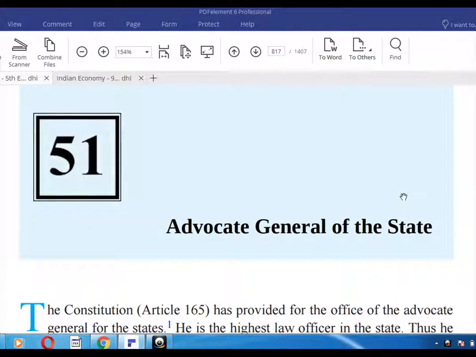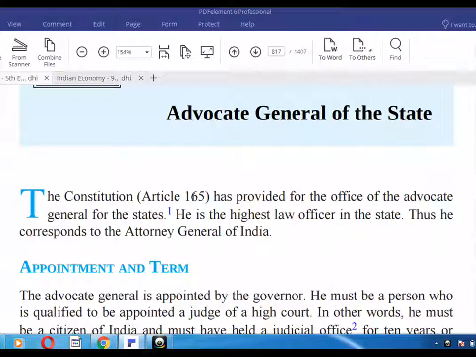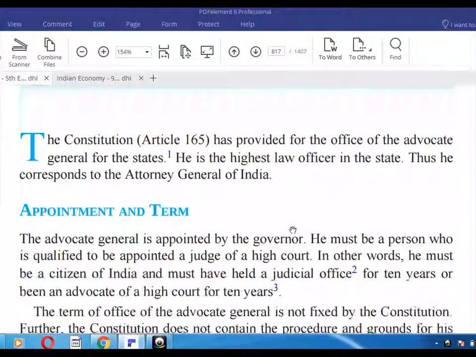I can now discuss the Advocate General of the State. Here, you discuss the Constitution, Article 165, which provides for the office of the Advocate General of the State. He is the highest law officer in the state, and is thus the counterpart of the Attorney General of India. Appointment and term.